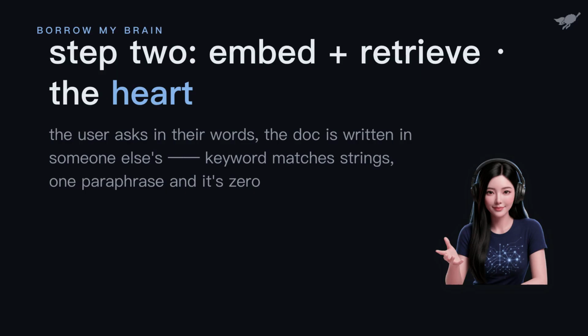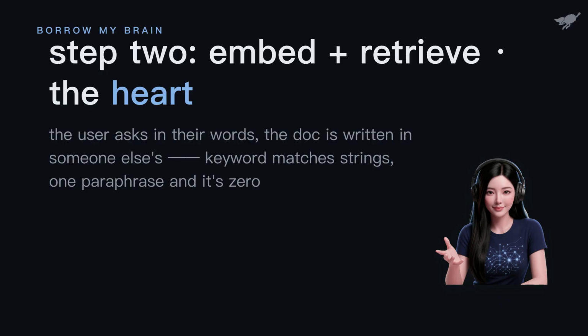Step 2. Embedding plus retrieval. This is the heart of RAG, the main character of today's episode. The core tension is just one line. The user asks in their own words, and the doc was written in somebody else's words. The most basic retrieval is keyword search. It matches shared words. But one paraphrase, one synonym, and the shared words drop straight to 0.